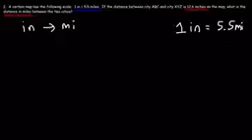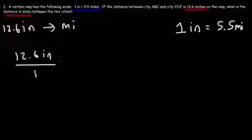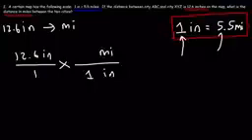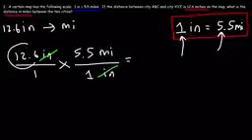So this is a one-step conversion problem. So we're given 12.6 inches. We want to convert that to miles. So let's start with what we're given. And then let's use our conversion factor to complete the second fraction. So we have inches on top, we're going to put inches on the bottom. And so miles is going to go on top. There's a 1 in front of inches and a 5.5 in front of miles. So all we need to do for this problem is multiply 12.6 by 5.5.